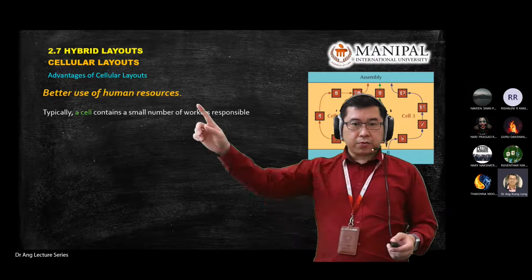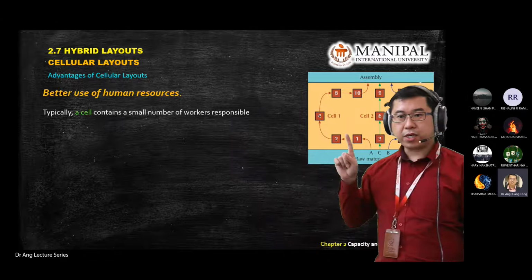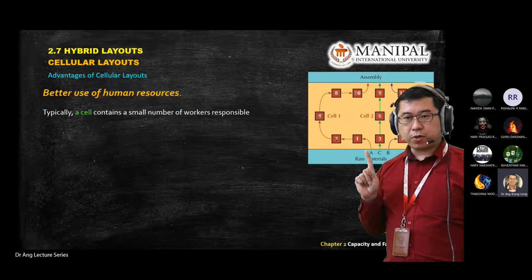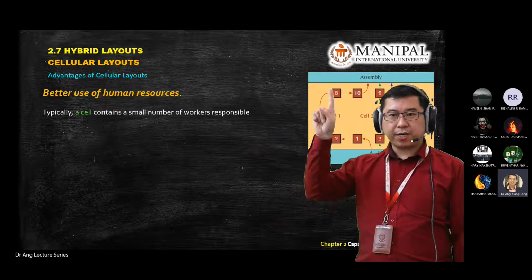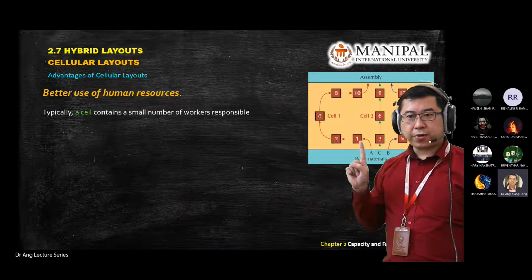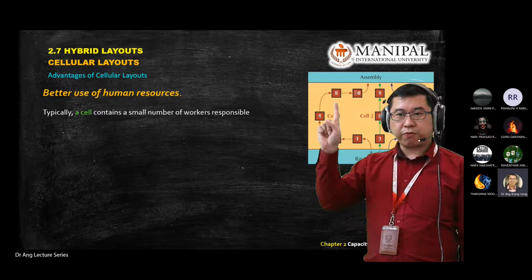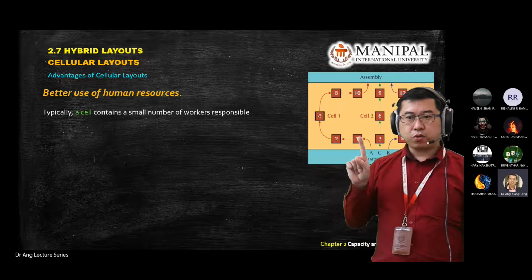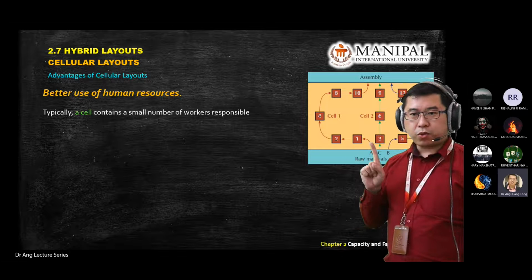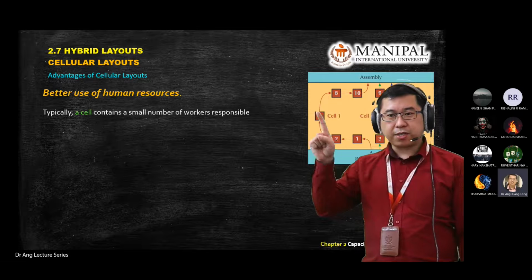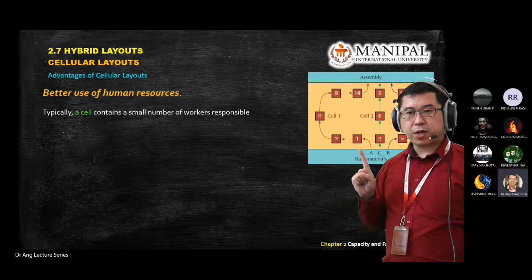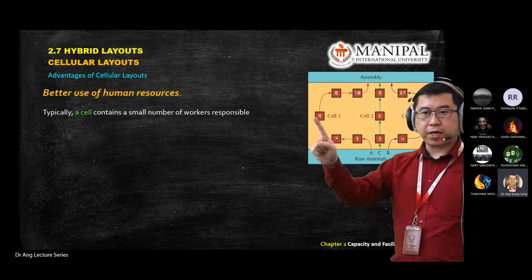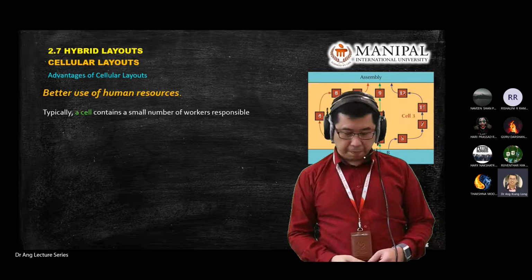Then this one is more on the human resource. Let's say you put workers in cell 1. You imagine the workers can operate 1, 2, 3, 4, 5 machines in one day. So you don't need to train a lot of workers for each station, but maybe one worker can cover 5 stations or 5 machines in one go.